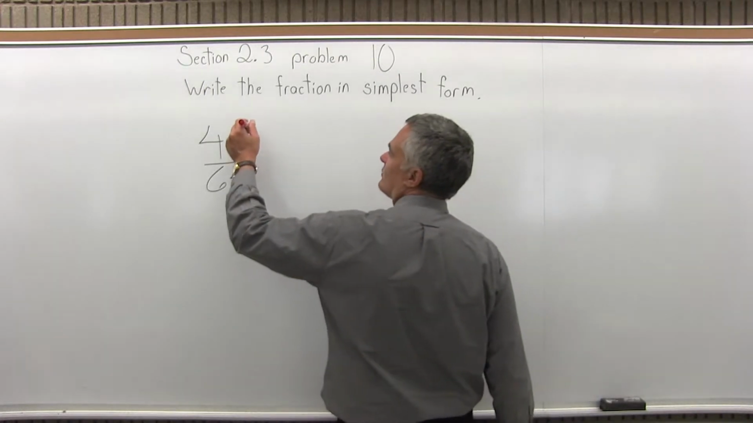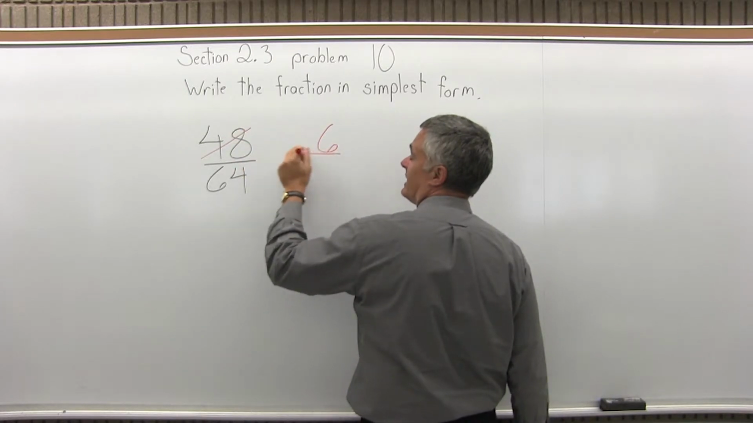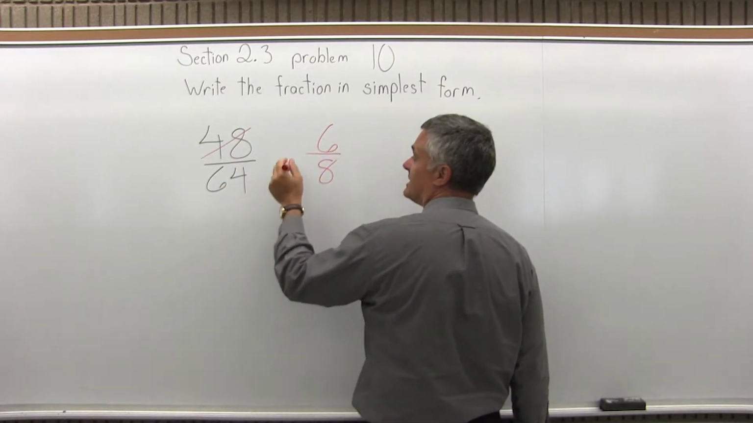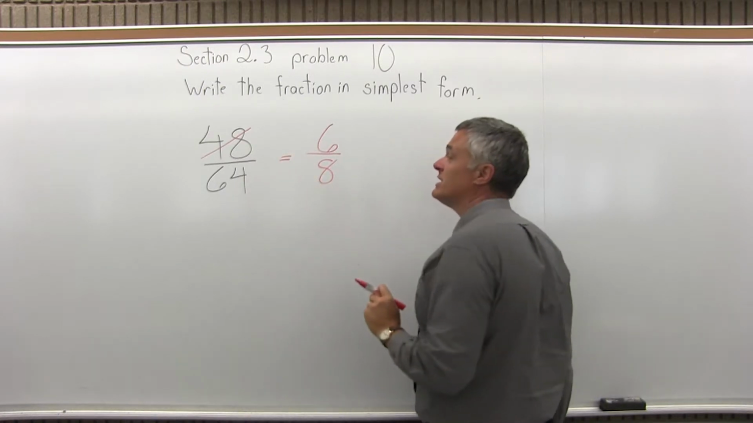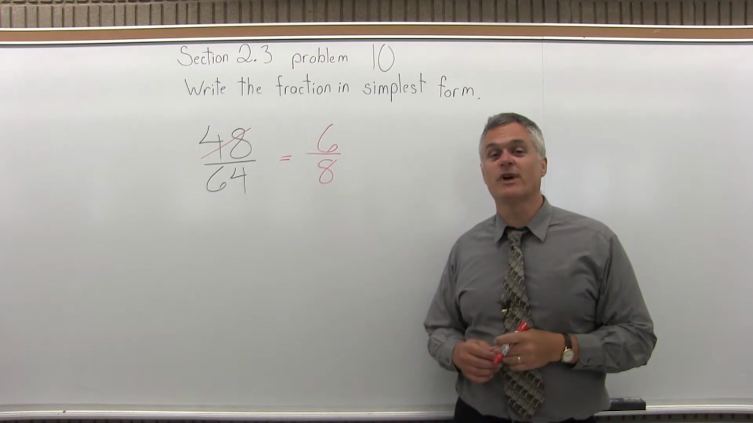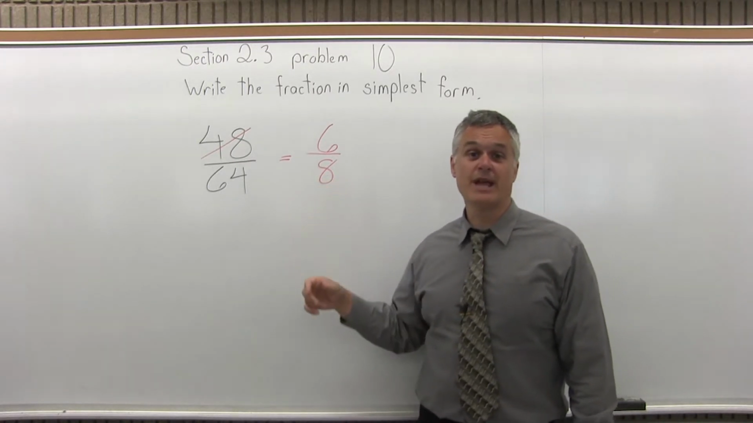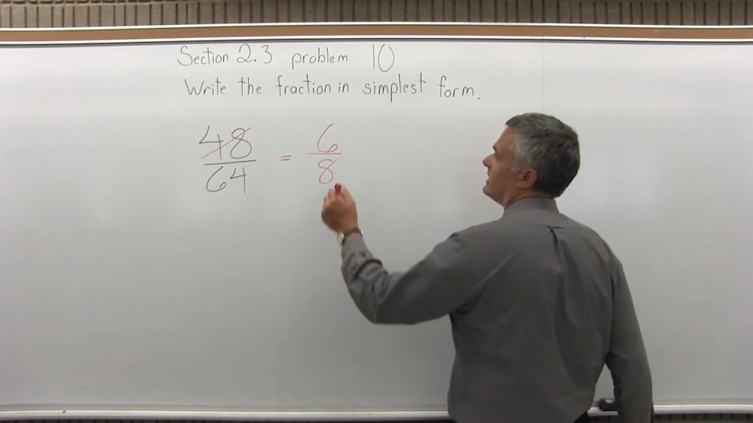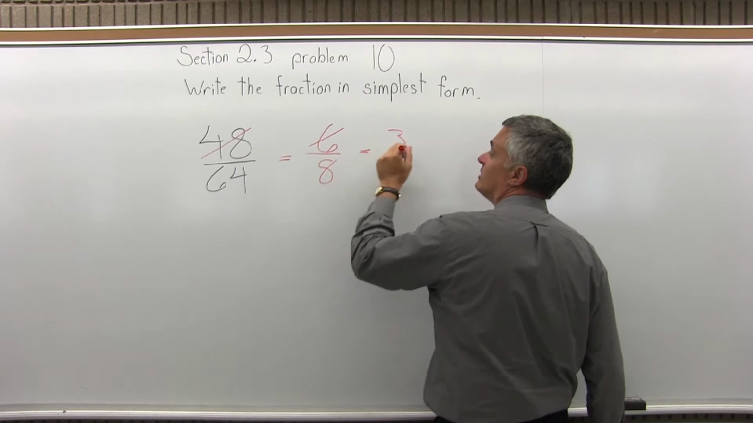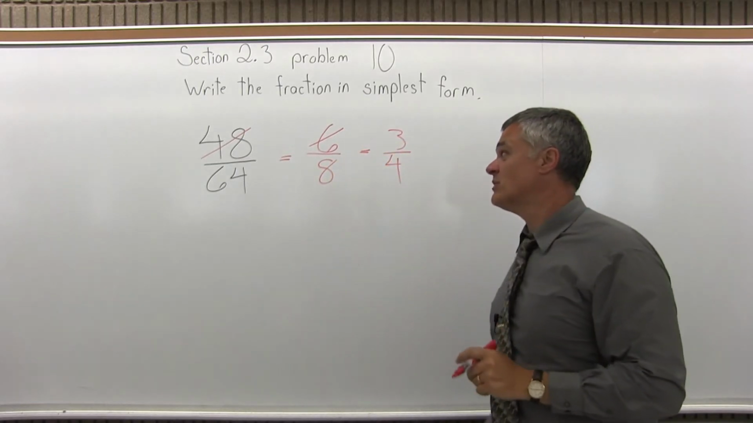8 divides into 48 6 times, because 6 times 8 is 48, and 8 divides into 64 8 times. 8 times 8 is 64. Now the result, 6 over 8, is telling me that I did not use the biggest possible value that I could, because these are both even numbers. I can at least cut them both in half. I can divide 2 into both evenly. So 2 divides into 6 3 times, and 2 divides into 8 4 times. That gives me a result of 3/4.